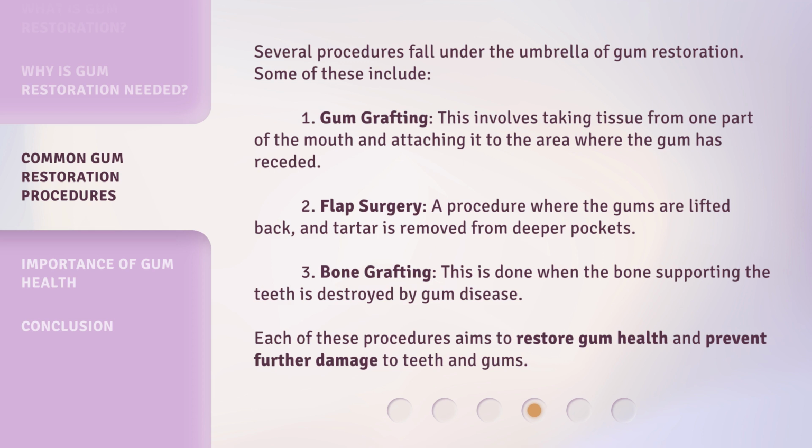pockets. 3. Bone grafting. This is done when the bone supporting the teeth is destroyed by gum disease. Each of these procedures aims to restore gum health and prevent further damage to teeth and gums.